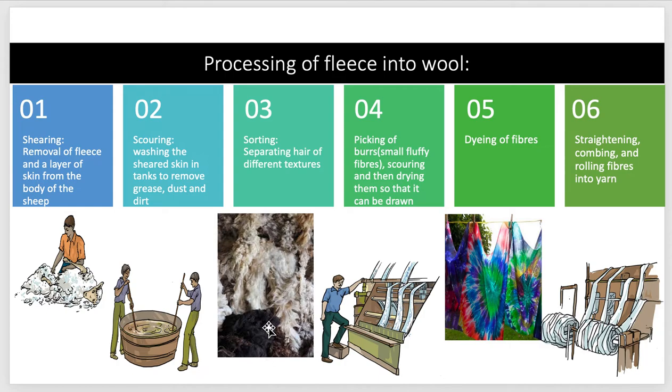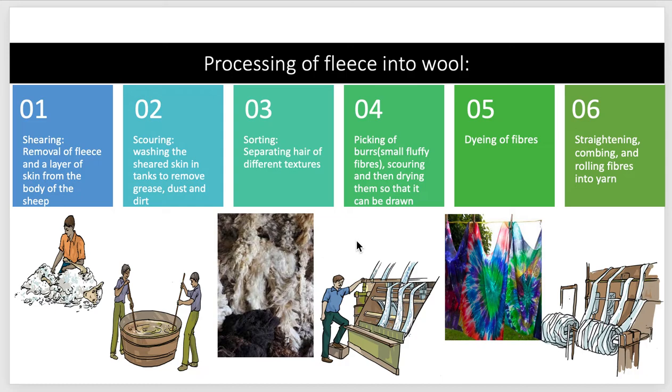So in this picture you can see that here there is fleece from a black sheep. This is probably a little coarse fur, and this is soft fleece. So this is how the fleece is sorted based on its texture.